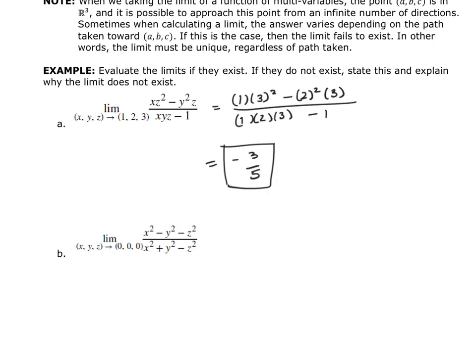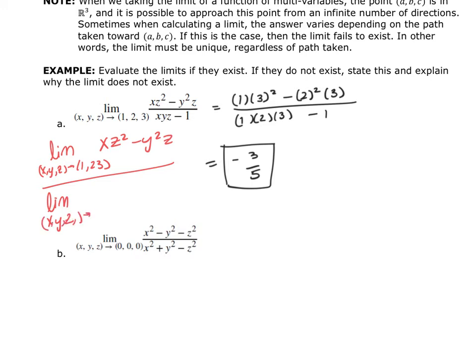But what allowed me to do that is first the quotient rule. So I would have done the limit as x, y, and z approach 1, 2, and 3 of the numerator, x z squared minus y squared over z, divided by the limit as x, y, and z approach 1, 2, and 3 of the denominator. Then, of course, I would use the product rule here and here, then the power rule on those two, and then the product rule here. So the limit laws allow me to do this, and then I was able to do a direct substitution.